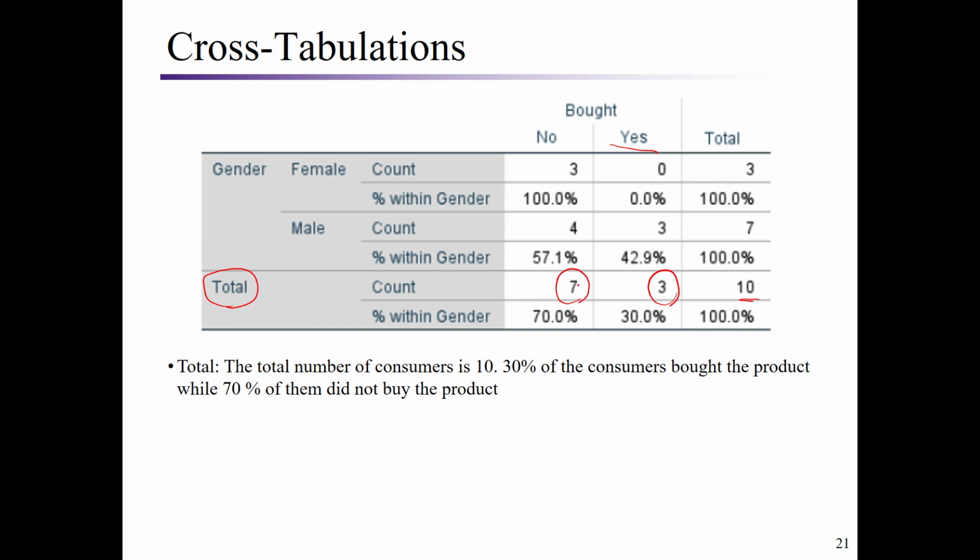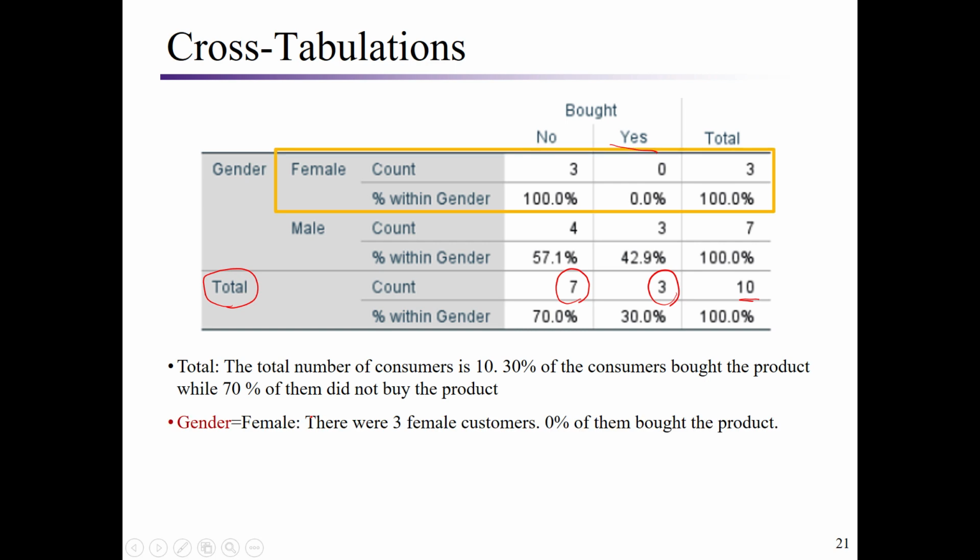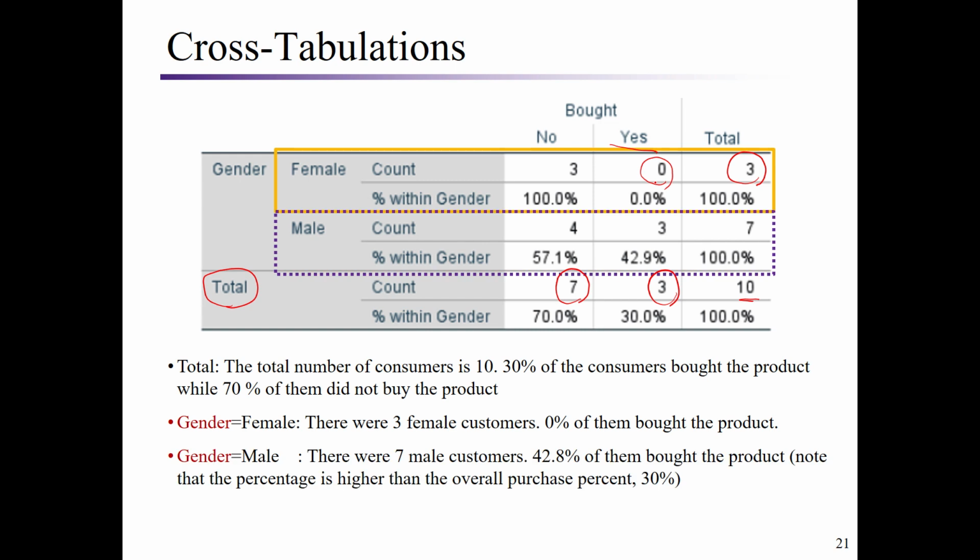Then let's take a look at the purchase count or frequency row by row in terms of gender. When gender is female, there are 3 female customers and 0% of them bought the product. When I look at the male customers, there are 7 male customers. Among them, 3 people purchased Greek yogurt. So 42.8% of them bought the product.